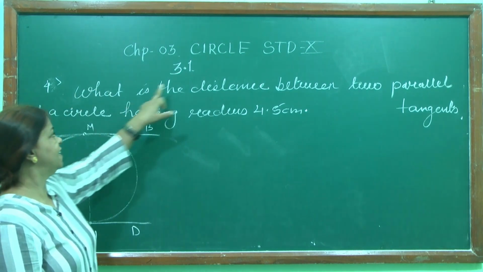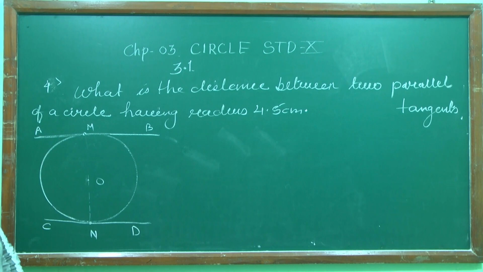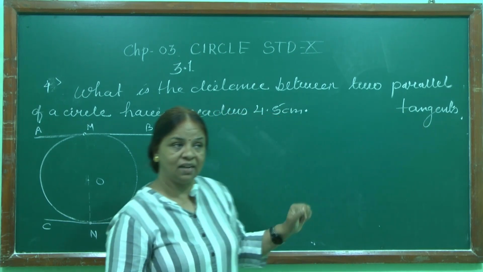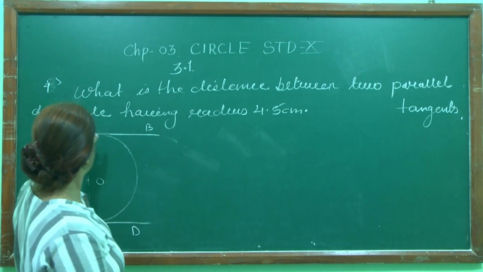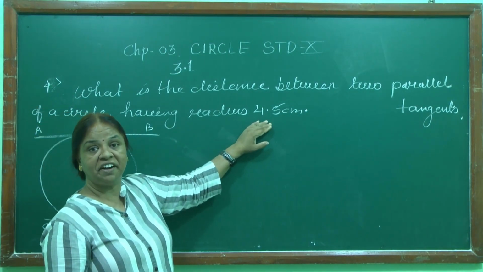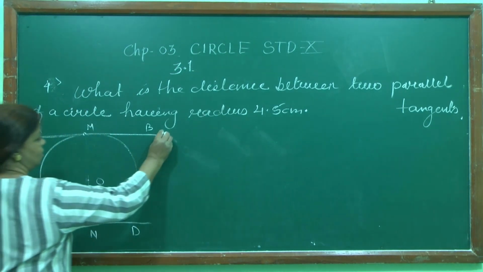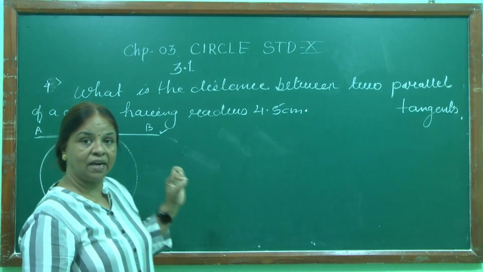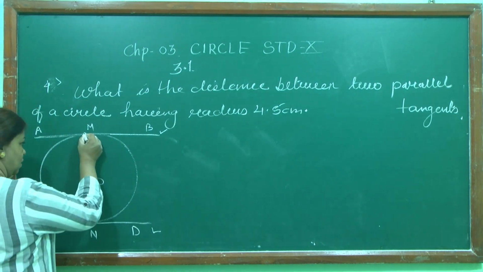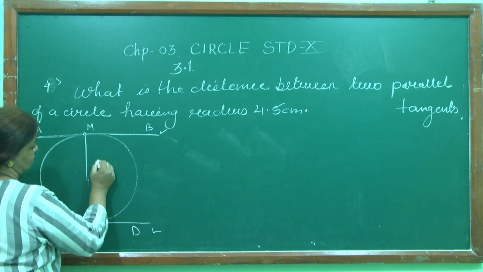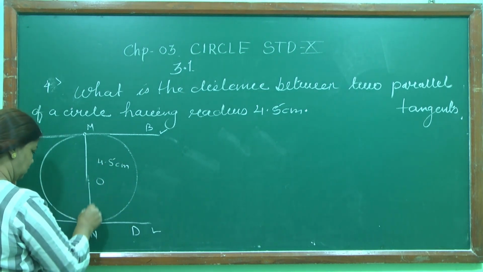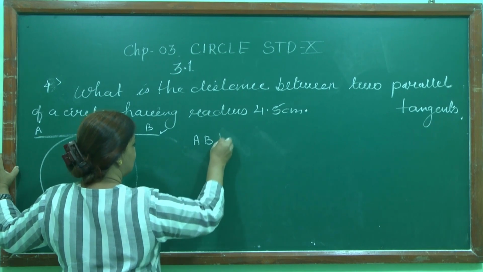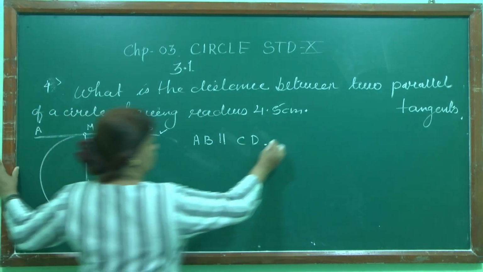Question number 4 of exercise 3.1, the last question of exercise 3.1, children. What is the distance between the two parallel tangents? Two tangents are parallel, and what is the distance between them if the circle has the radius 4.5 cm? See, this is the tangent and this is another tangent. AB is one tangent and CD is another tangent, and these two tangents are parallel to one another. And the radius is 4.5 cm. So we want to know the distance between. First we will start with what is given. AB is parallel to CD. Given.